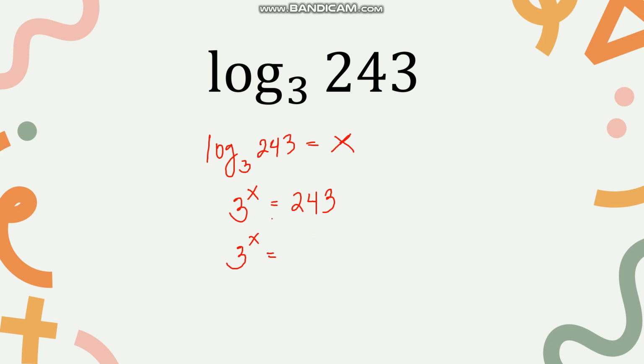Another example, logarithm of 243 base 3. So this time, we have to identify what exponent we should use to raise 3 in order for us to get 243. So we can write it again, logarithm of 243 base 3 equals x, and then write it into its exponential form. So 3 raised to x equals 243. Like what we did with the previous examples, we can rewrite 243 into its exponential form wherein the base is also equal to 3. So 3 raised to 5. Now since the bases are the same, that means the exponents are also the same. So x equals 5. Therefore, the value of this logarithm is equal to 5. So that means we will be raising 3 to 5 in order for us to obtain 243.